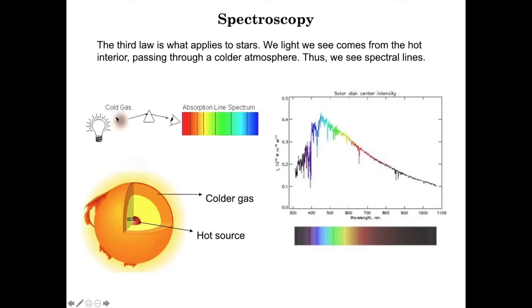That means that the light that we're seeing from the sun comes from an interior that is hotter than the atmosphere. The atmosphere of the sun is at 6,000 kelvin, but it's much colder than the interior. So that already tells us a little bit about the structure of stars.